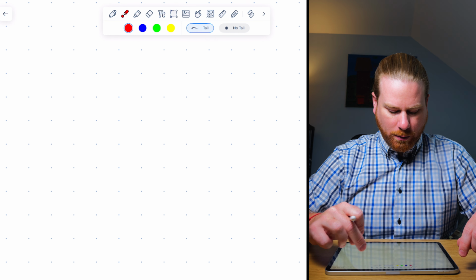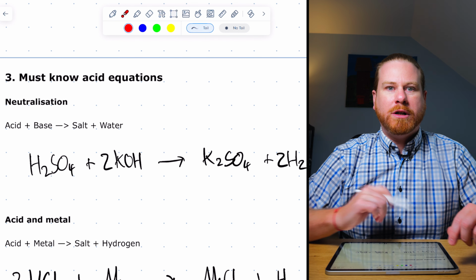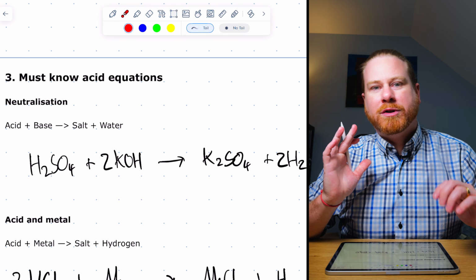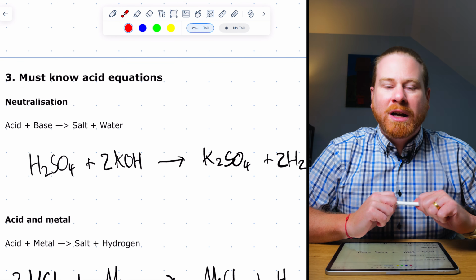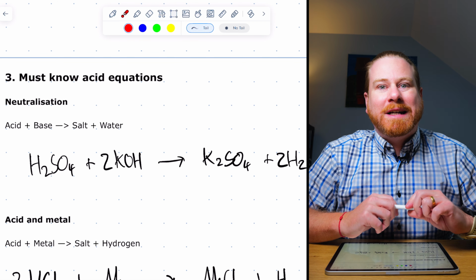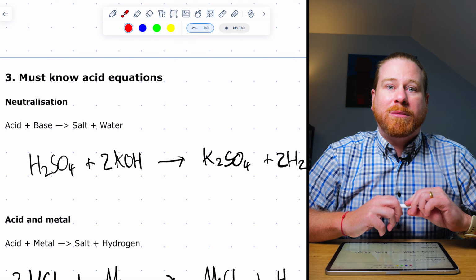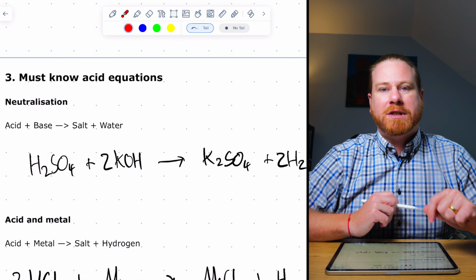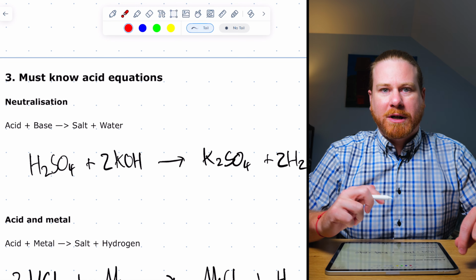Okay, now on to some must-know acid equations. So we're going to go through some classic acid reactions. This is not mentioned in your syllabus, but it is expected knowledge, and depending on how much chemistry you've done before the IB program, you might have missed this. So it's always good to have a quick recap, just to get the confidence up and running.